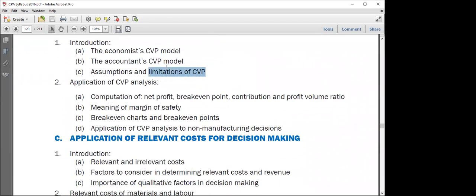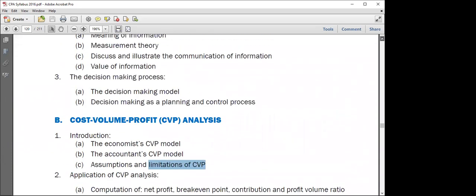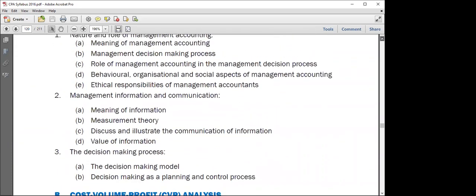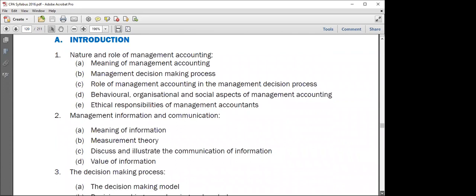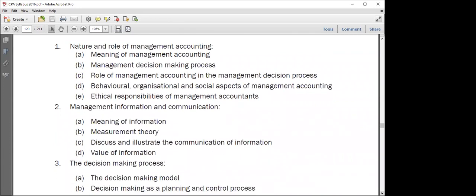For example, here, limitation of CVP. You already saw a question the other side that was asking why organizations do not use the cost volume profit analysis model. And here they are giving you the limitation. So whatever is in this syllabus will be the same things that transform into the questions the examiner will set for you. So it's very good for you to have this syllabus with you for each paper that you're preparing.